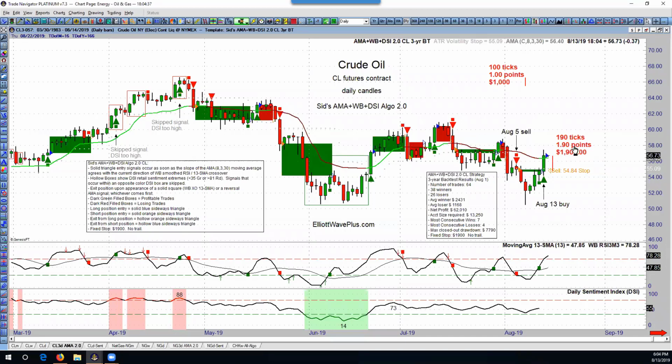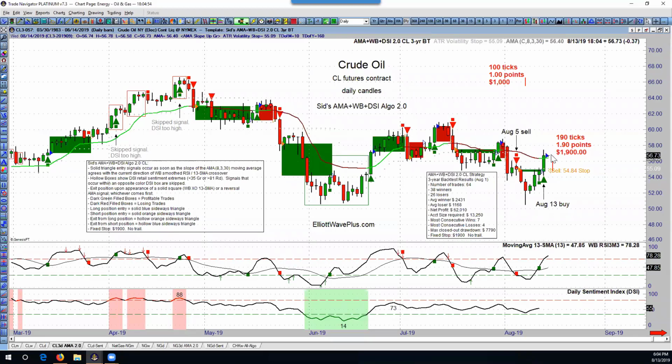That's $1.90 per barrel of oil. And that is the size of the stop that is recommended by backtesting over the last 3 years in optimization.